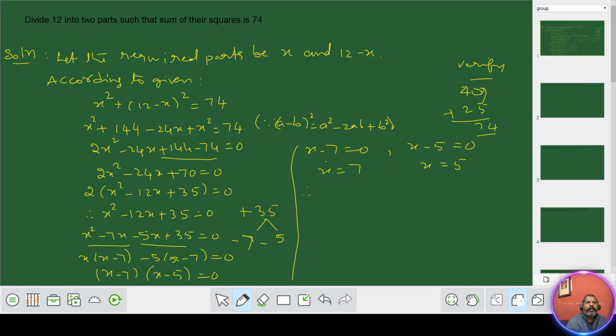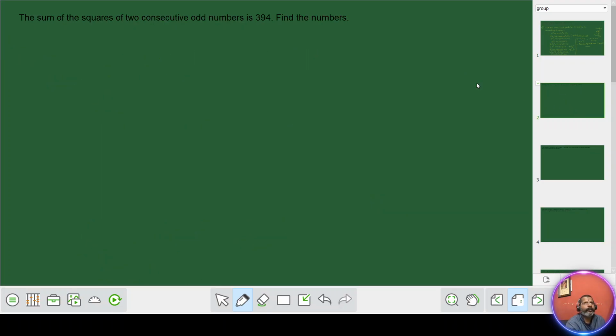Therefore, just conclude the answer. Required parts are 7 and 5. Okay, this completes the answer. The basic knowledge required here is to understand the word problem first. Okay, let's move on to the next question.